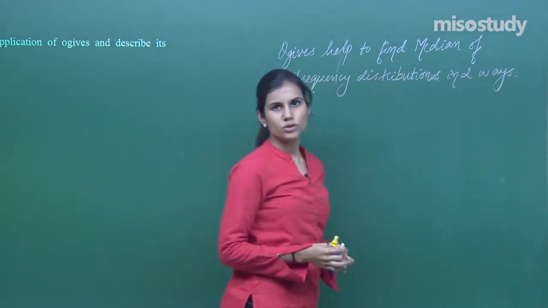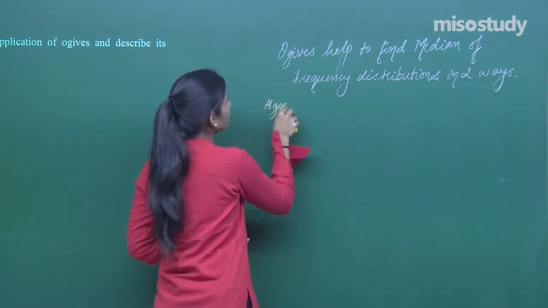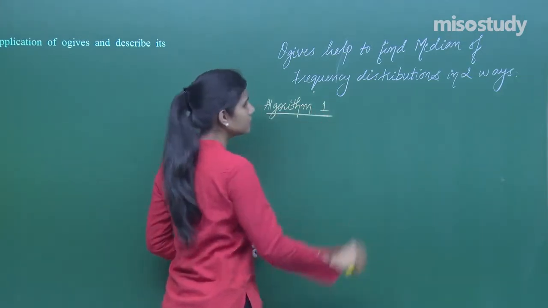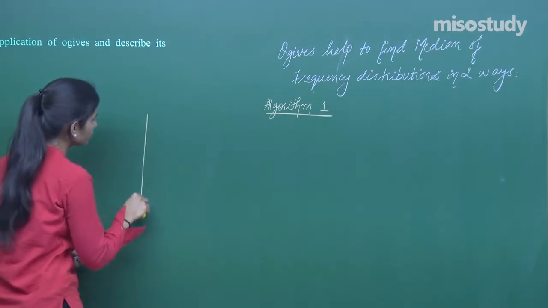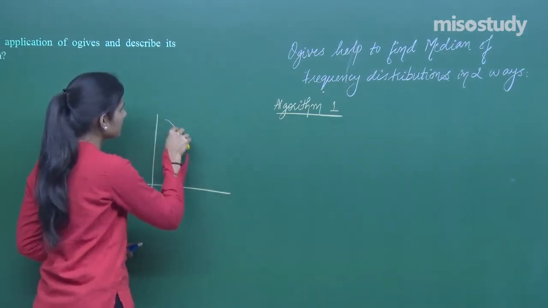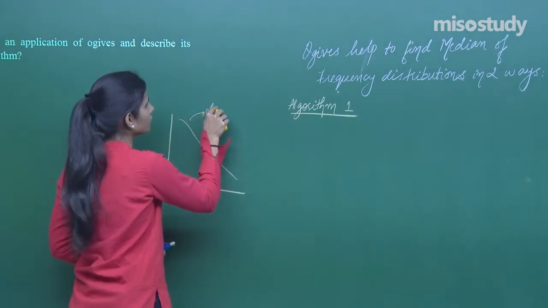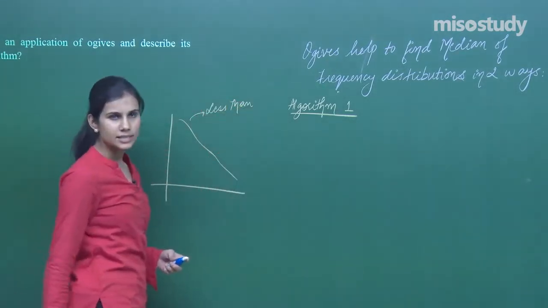In two ways. So you have a frequency distribution. First is algorithm 1. What does it say? Let me just portray that to you through a rough diagram. Suppose this is some ogive, either less than ogive or more than ogive. So say this is, for example, a less than ogive.